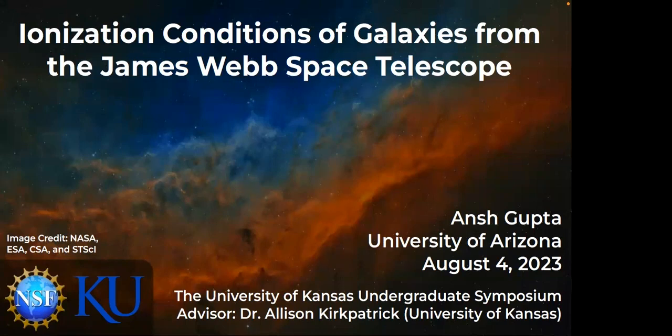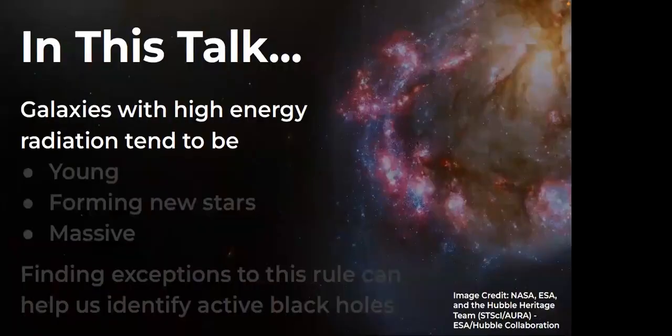My name is Ansh Gupta. I'm a fourth-year undergraduate student at the University of Arizona, majoring in astronomy and physics. And today I'm going to be talking about the research I've done this summer as part of the University of Kansas REU program under the excellent advisorship of Dr. Allison Kirkpatrick. And my work covered the ionization conditions of galaxies from the James Webb Space Telescope.